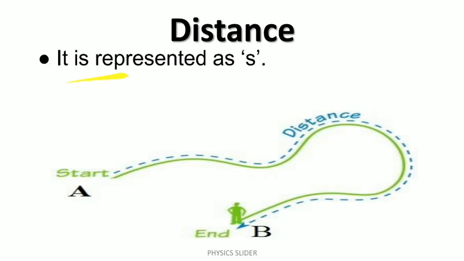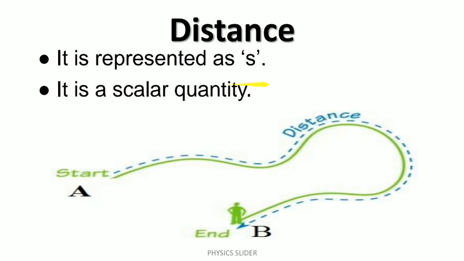The distance is represented as s. It is a scalar quantity. So what is scalar? We will discuss it later. And its unit is meter, since it is length. That's why the unit of distance is meter.